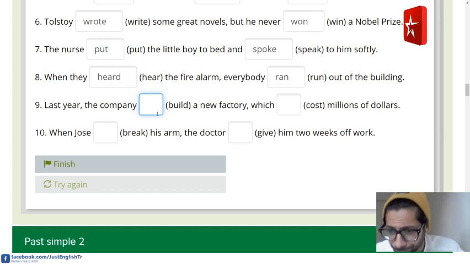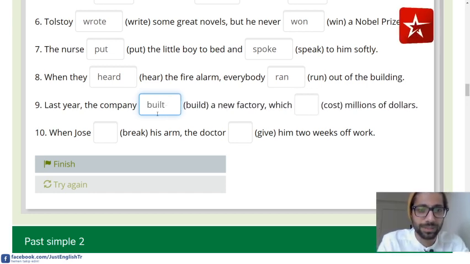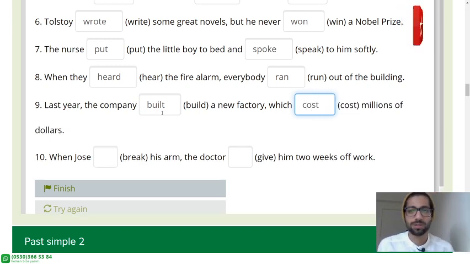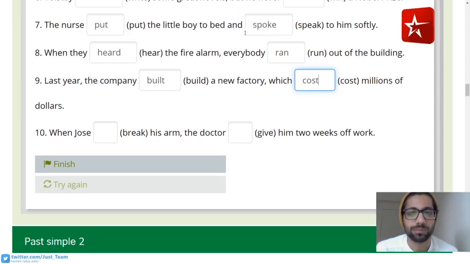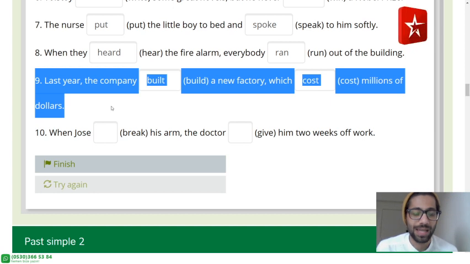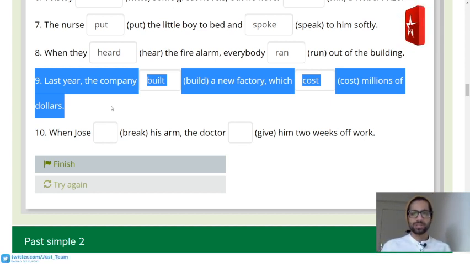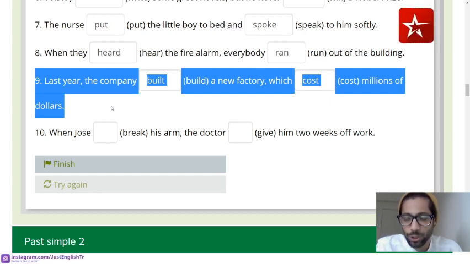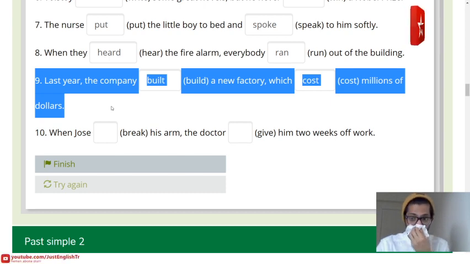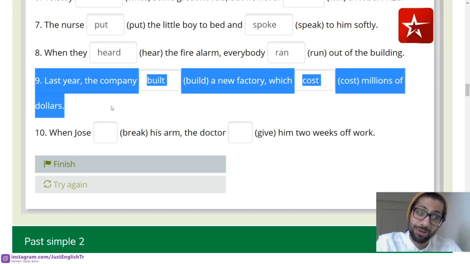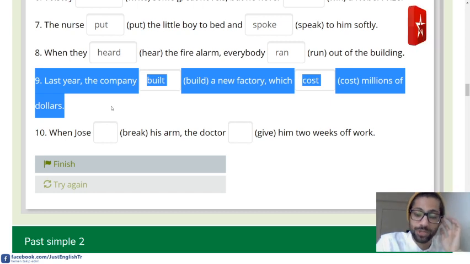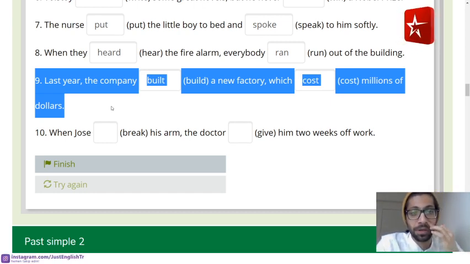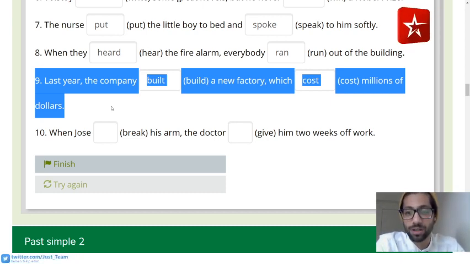Now here we have built and cost or cost. So 9, we've got this one. Last year, the company built a new factory which cost millions of dollars. So which one is it here? What we are going to use? This one. Is that once in the past or several times or periods of time? True for some time, I mean. What do you think? Last year, the company built a new factory which cost millions of dollars.